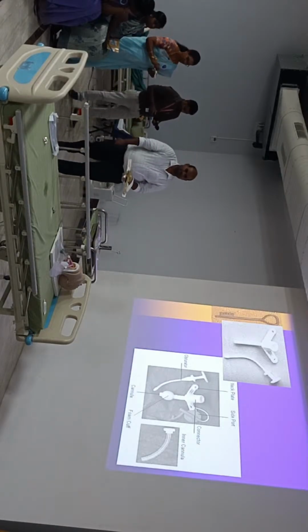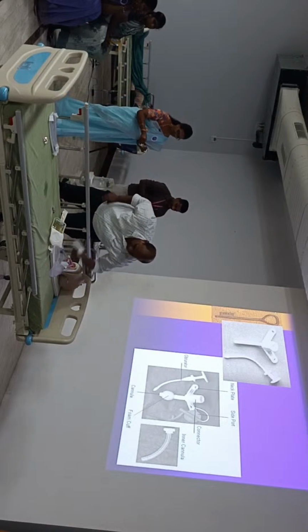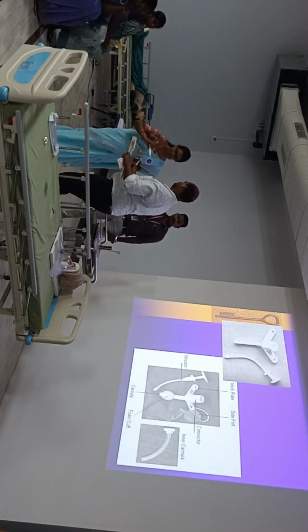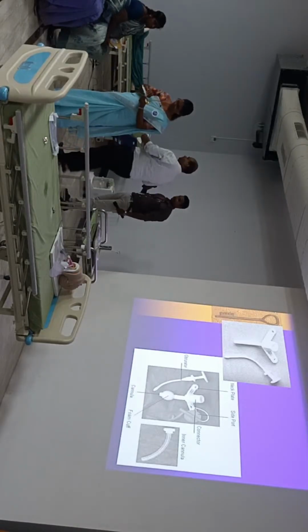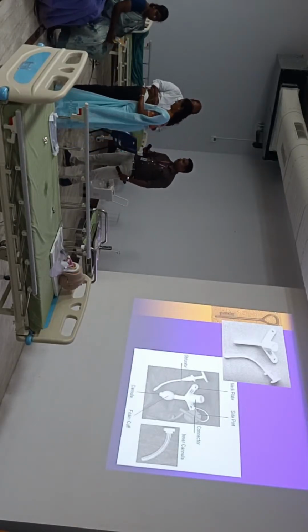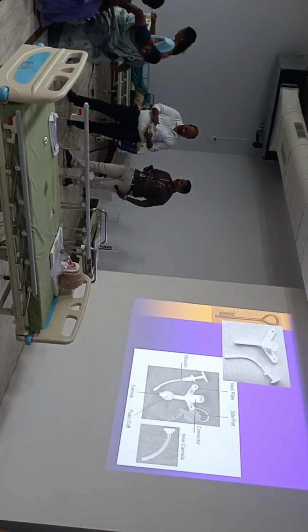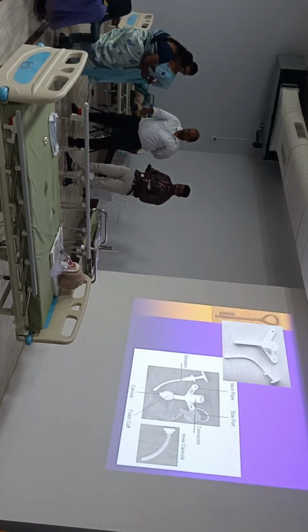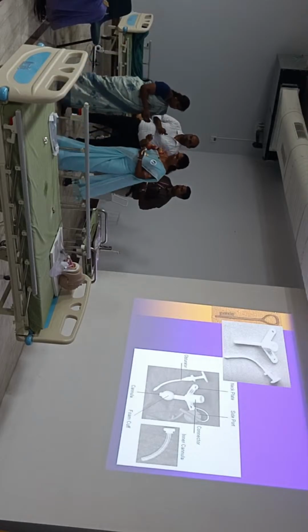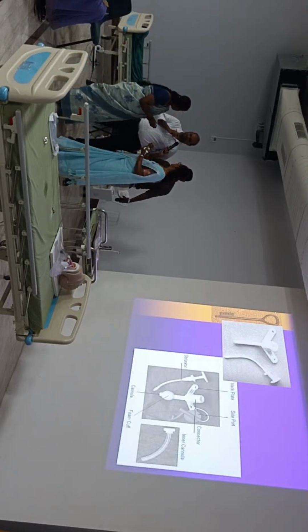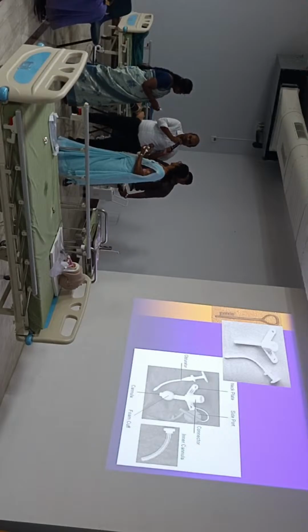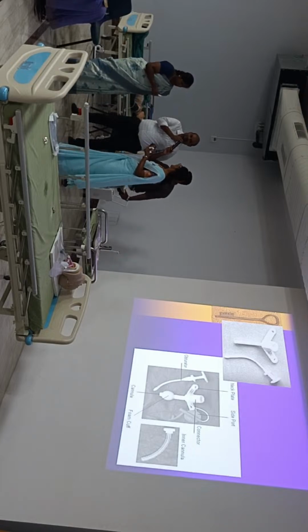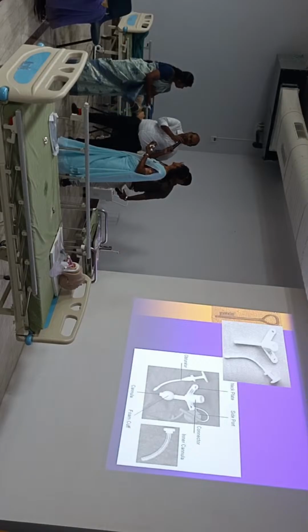How do you calculate how much to inflate the cuff? There is no fixed rule, 5, 2, 10. It depends on the size of the trachea.